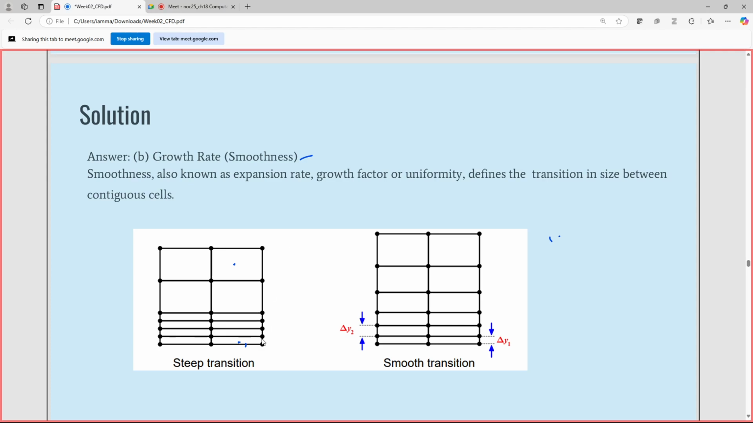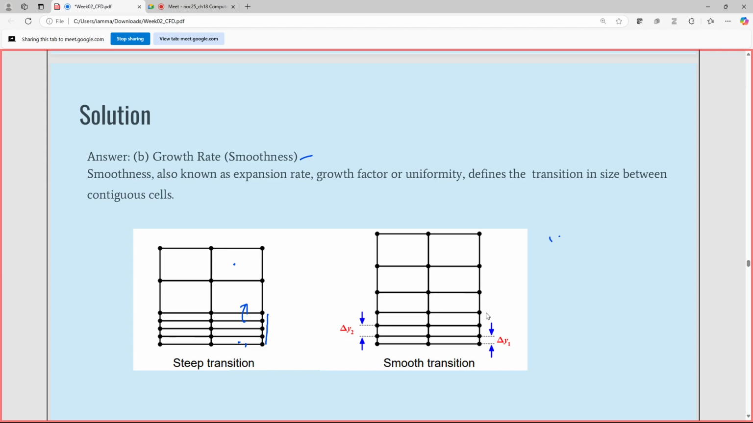Suppose if you see here, all these three layers have one particular height. That's delta y, which is kind of similar in all these four layers. But suddenly there is a jump from here to here. So what will happen is that some of the calculated parameters, some of the flow properties won't give good results, or some errors can creep in if we give this kind of abrupt jump.